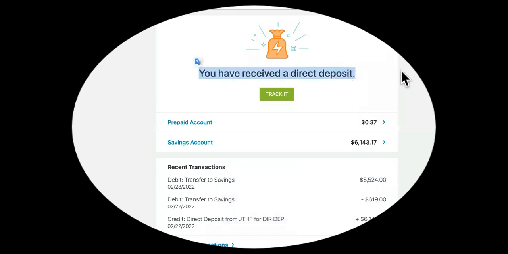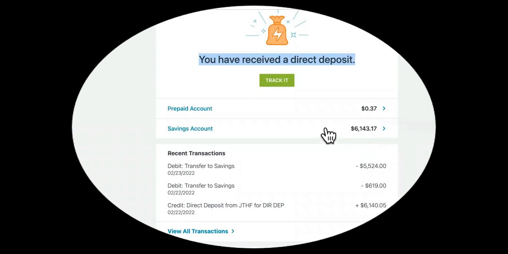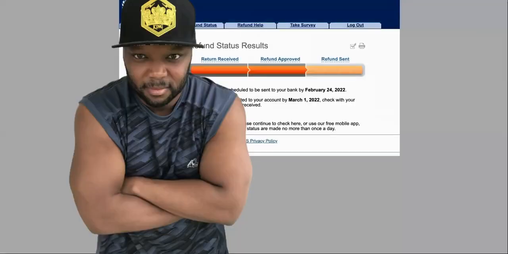All right, everybody thinking about their IRS tax refund today. It is February 24th. I want you to take a look at something. It is $6,143 in my account deposited today, this morning. But yet when you come over here on IRS website, it still says refund not sent.